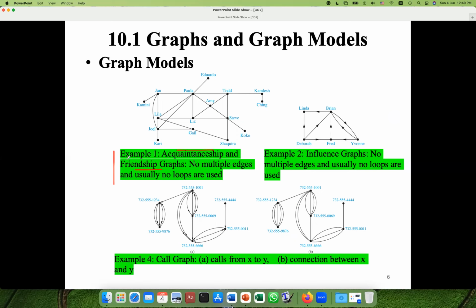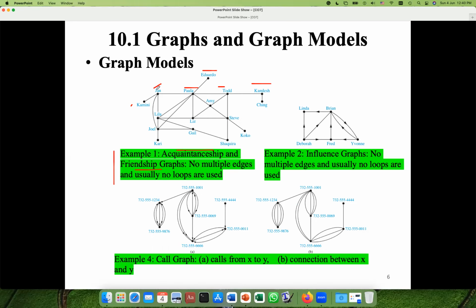So this would be the graph of your Facebook friends. For example, here, there are the different names of the persons mentioned: Jan, Eduardo, Paula, Todd, Kamlesh. If this is a graph from your Facebook account, then these are your friends. Then these are the friends of friends.